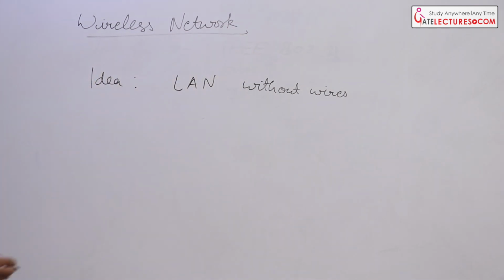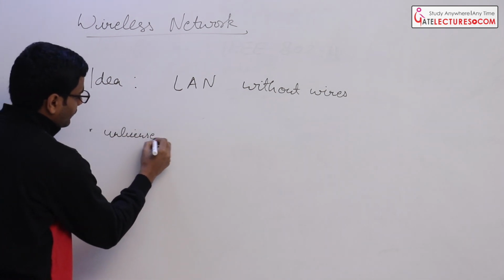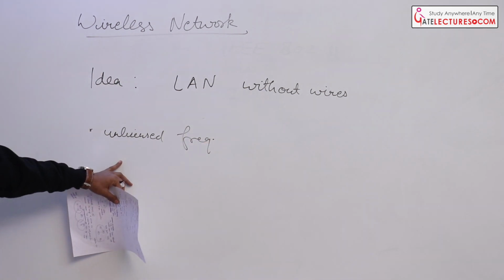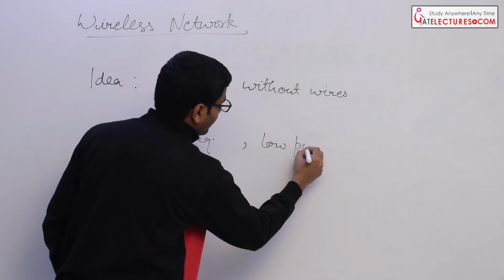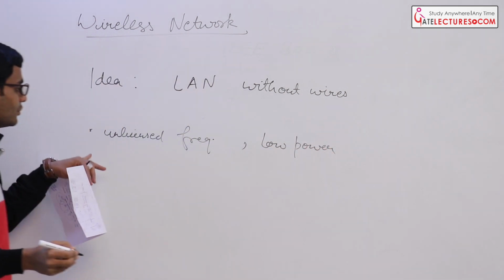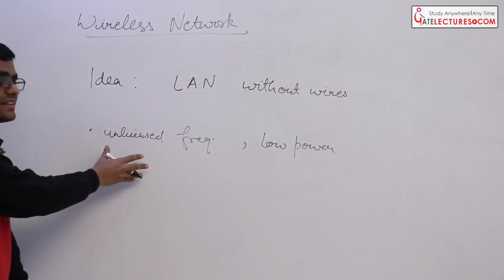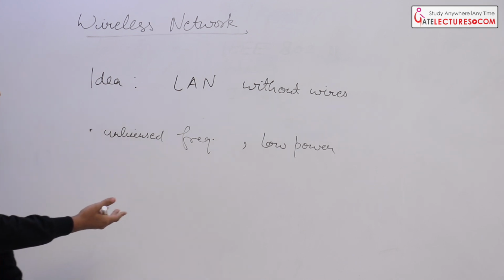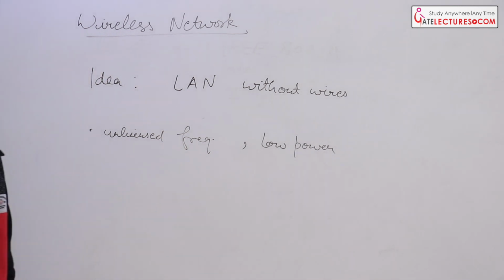In a wireless network, we usually use unlicensed frequency of the ISM band and low power. It is because we want to provide services cheaply and to more people. If we use unlicensed frequency, it is available for free in the ISM band. So it will be cheap to provide Wi-Fi services, and low power because then we will be able to provide services to more number of people.